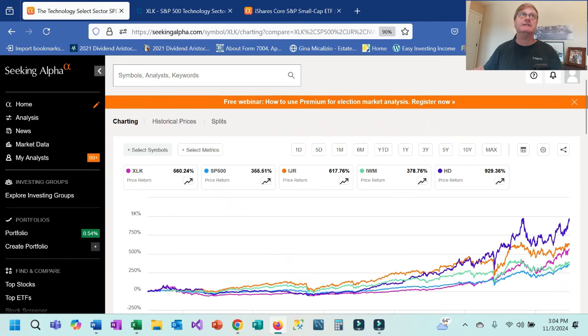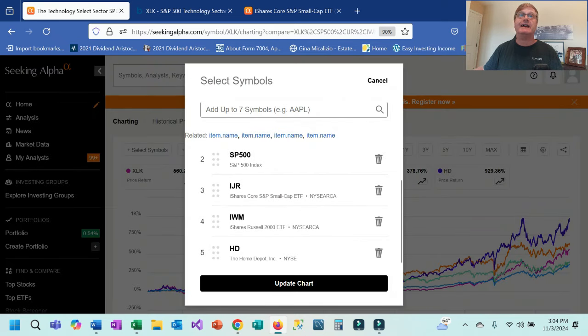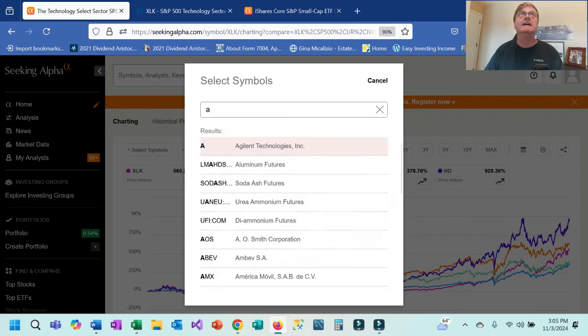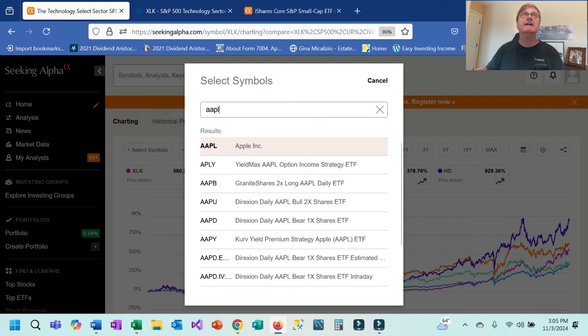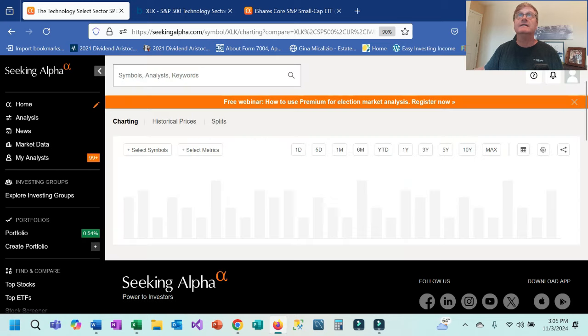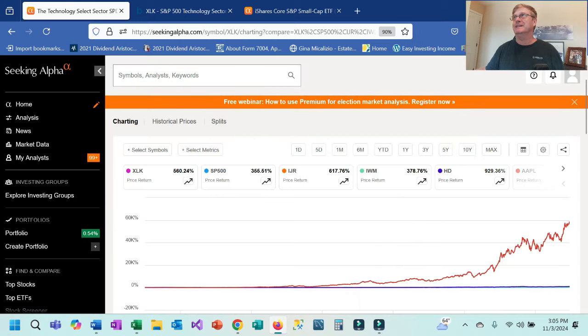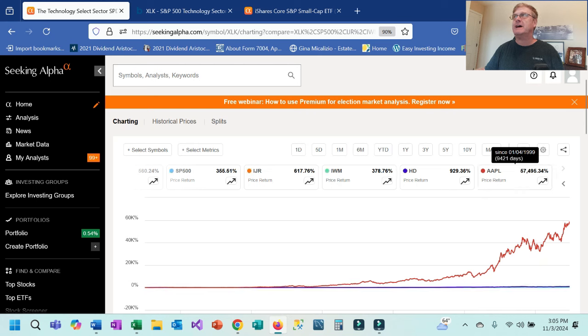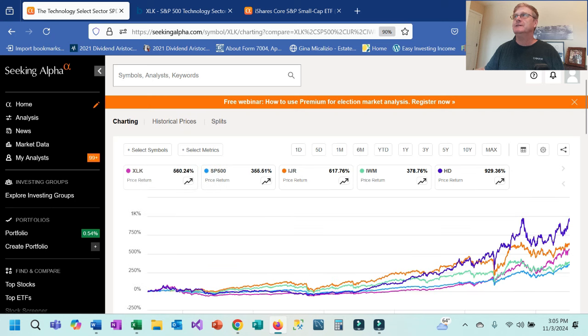Now you want to really be blown away? Let's throw in one more. Let's leave Home Depot there. Let's add Apple. I don't know why that's not showing me anything. Here we go. It went nuts. You can't even compare it. I mean, so had you invested in Apple compared to everything else, you would have outperformed so much more. 57,000% return, so absolutely crazy.